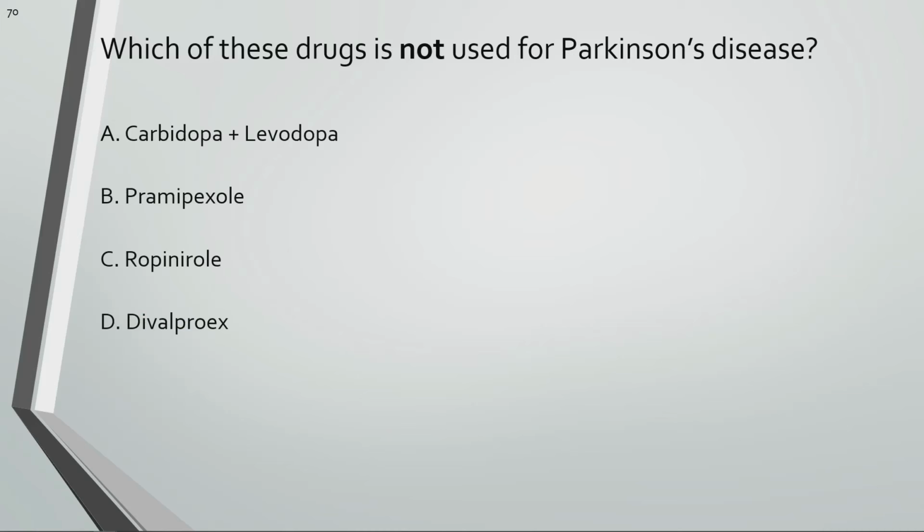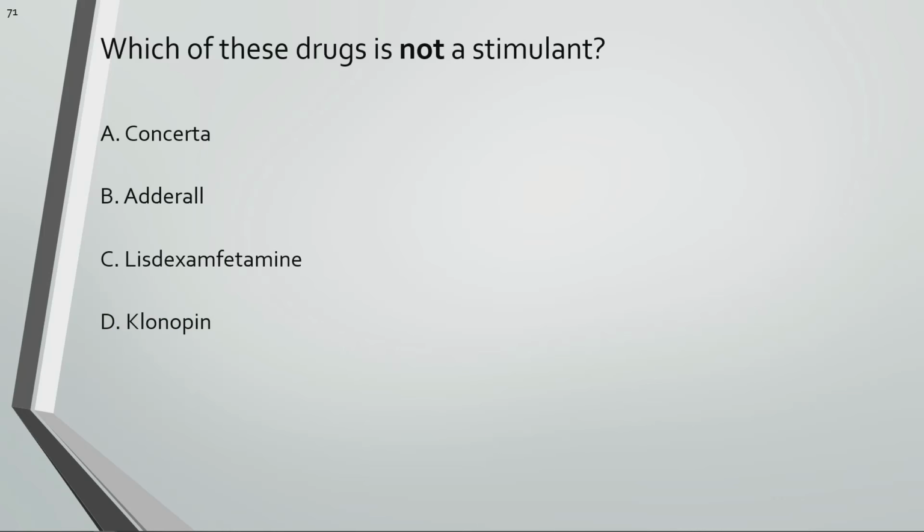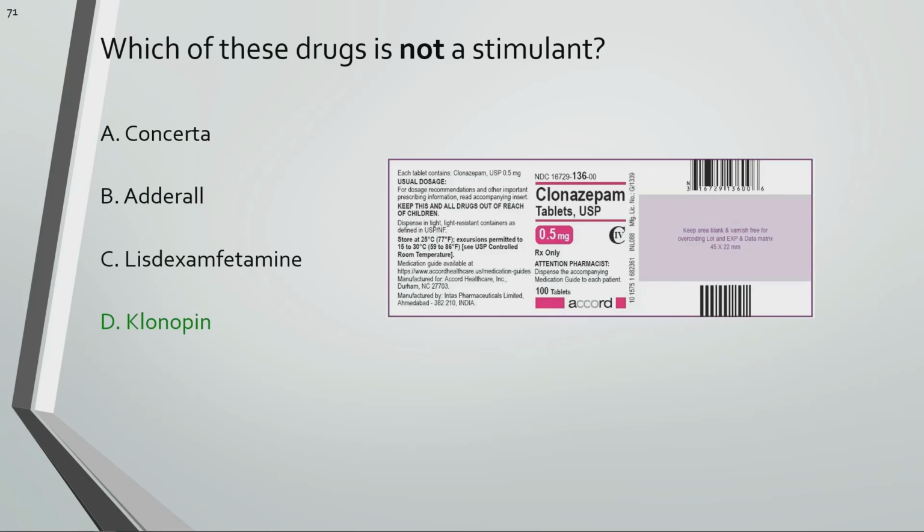Which of these drugs is not used for Parkinson's disease? Parkinson's disease is a condition characterized by progressively impaired motor functions. Divalproex or Depakote is the only choice not indicated for Parkinson's disease. Which of these drugs is not a stimulant? Klonopin or clonazepam is not a stimulant.